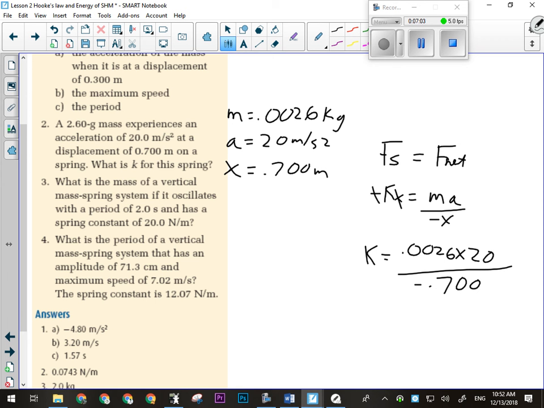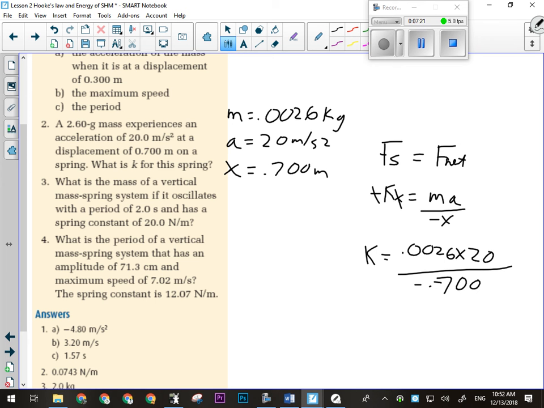Nope. If I displace it to the right, the spring is pulling it to the left. So for this acceleration, either this 0.7 is negative or the 20 is negative. Either way, I've got 2 negatives and they'll cancel each other out, as long as I recognize that.